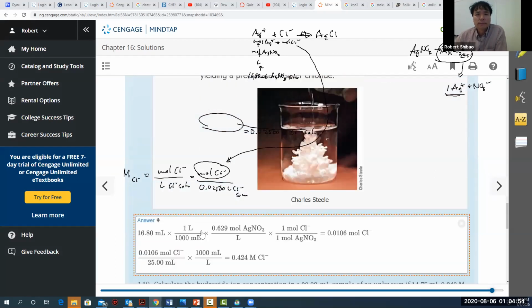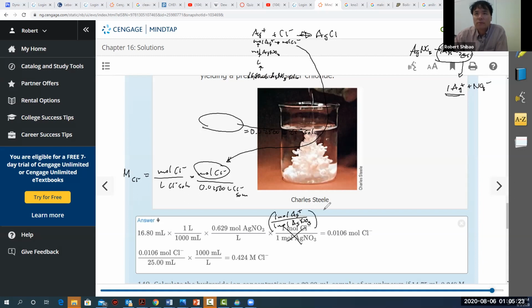And so here, they're going from milliliters of silver nitrate to liters of silver nitrate solution to moles of pure silver nitrate. From moles of pure silver nitrate, they should go to moles of silver ions. I would have done more steps here, just to make it a logical progression. I would have gone from moles of silver nitrate to moles of silver ions. And so we know that we get 1 mole of silver ion for every mole of silver nitrate that dissolves.